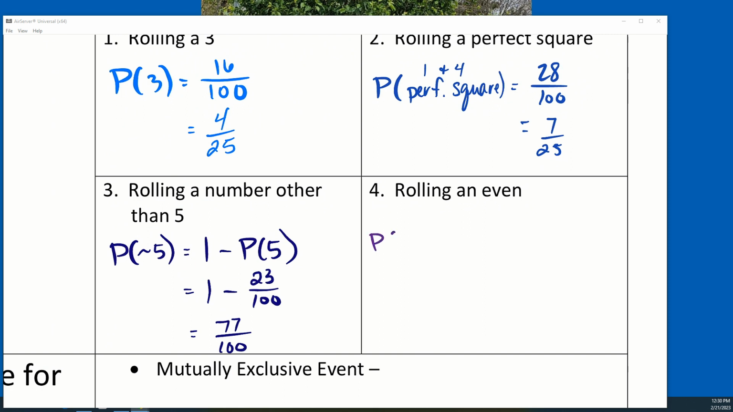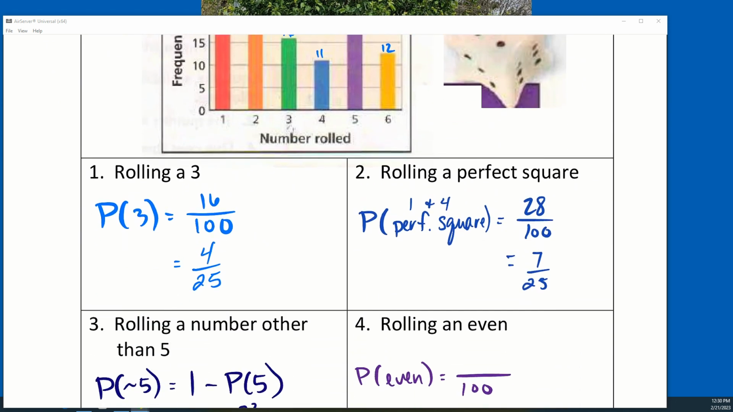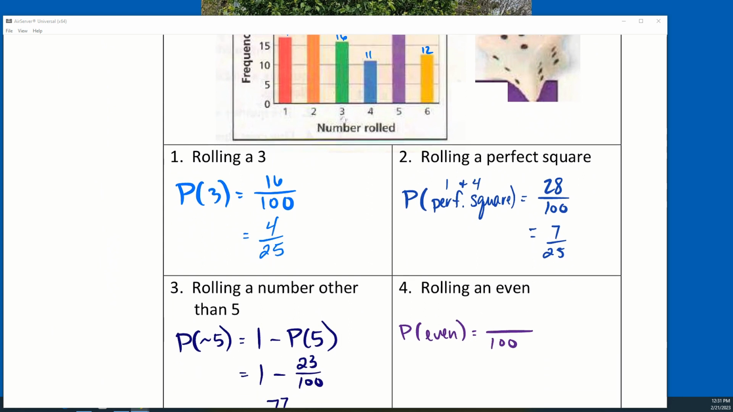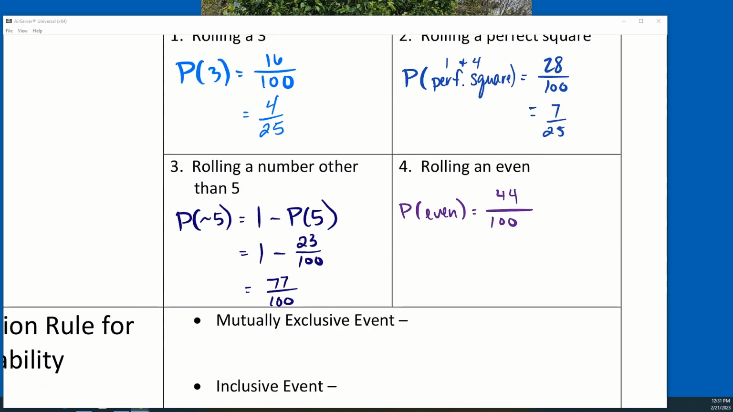All right. And then this last one, we want the probability of an even. Okay. So a normal die, the probability of an even is just going to be 1/2. But this one is different. We would just add 21, 11, and 12. And that's going to be 44 out of 100, or 11 out of 25. All right. So what questions do you guys have on experimental probability? It's not too bad.